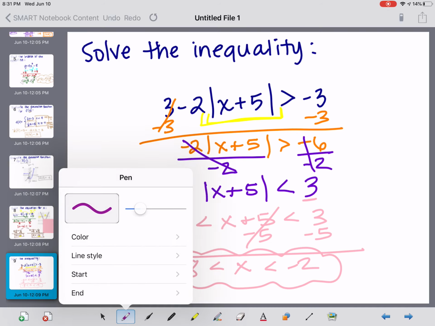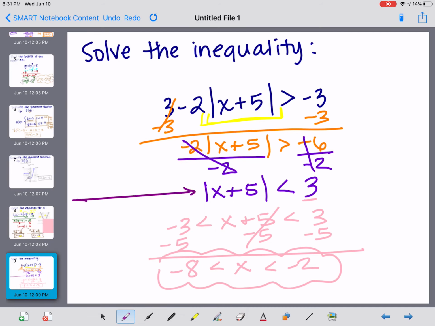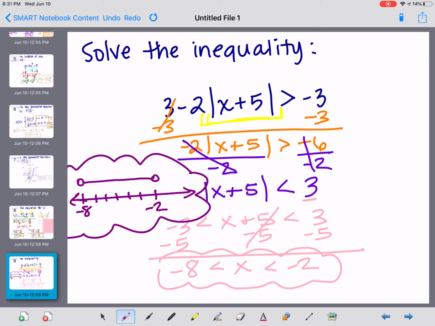So if I were to go and graph this, I would say, all right, negative 8, negative 7, negative 6, negative 5, negative 4, negative 3, negative 2. They would both be open circles because they're not equal to. And since it's a compound inequality, I know it's going to be everything in between. Okay? So that is how you do each one of the questions in your review activity for this week. So watch this video back.